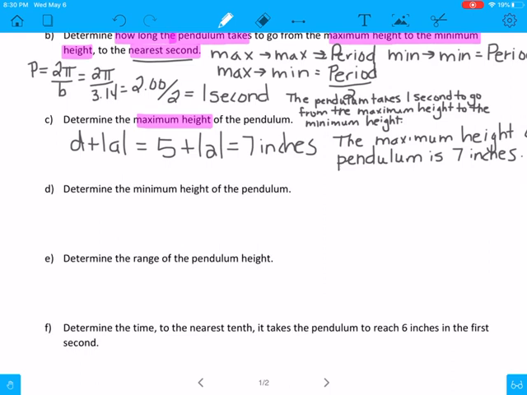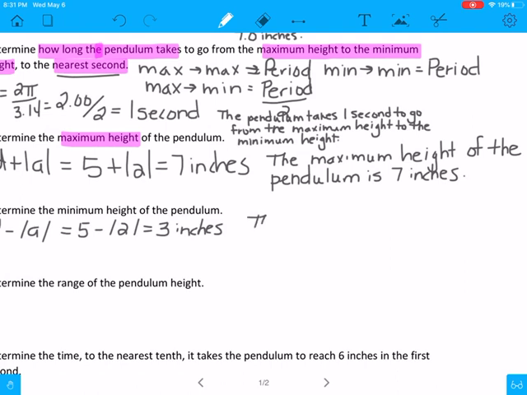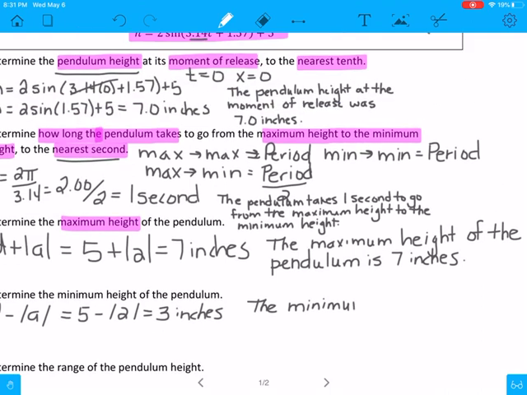And this one wants us to determine the minimum height. So we're going to go D minus the absolute value of A. So it's going to be 5 minus the absolute value of 2, which we get from the equation, which is 3 inches. So the minimum height of the pendulum is 3 inches.